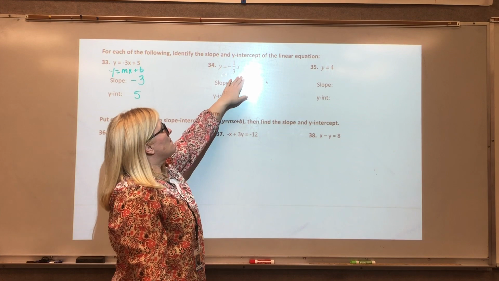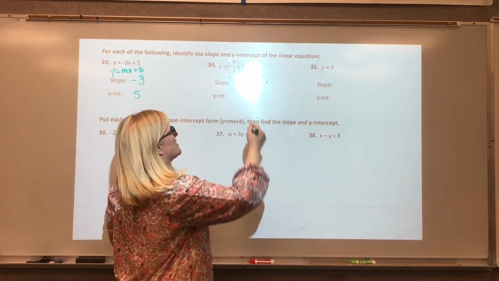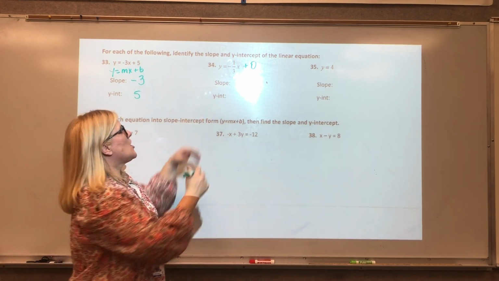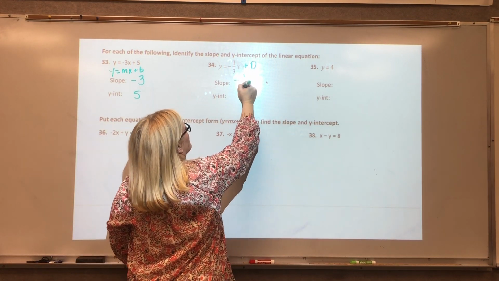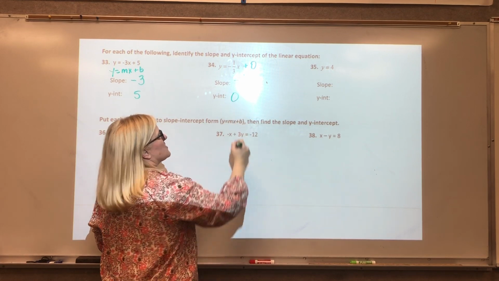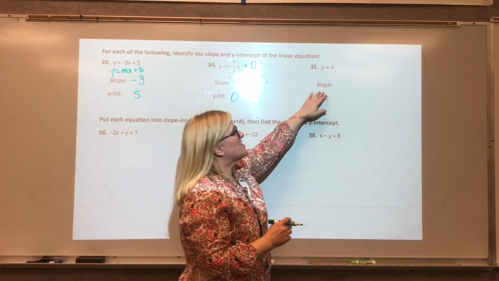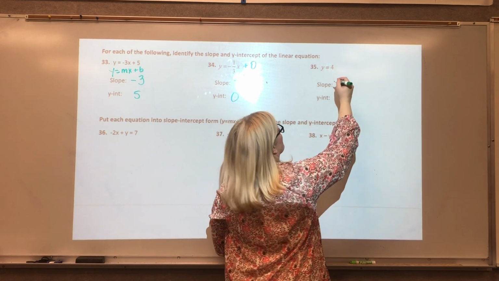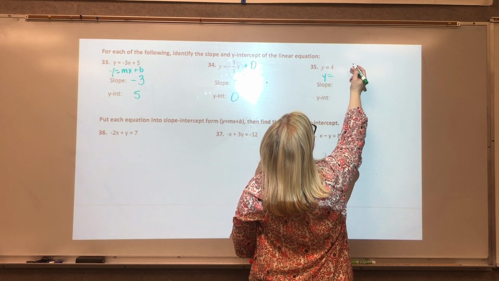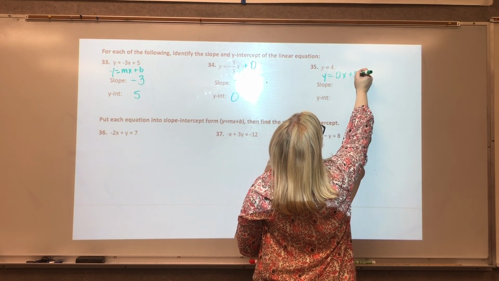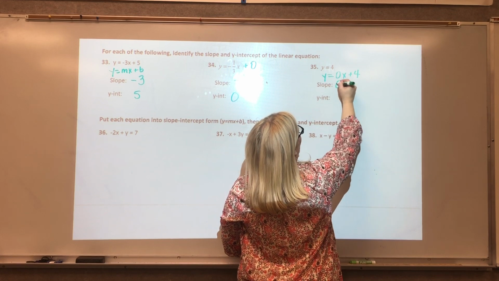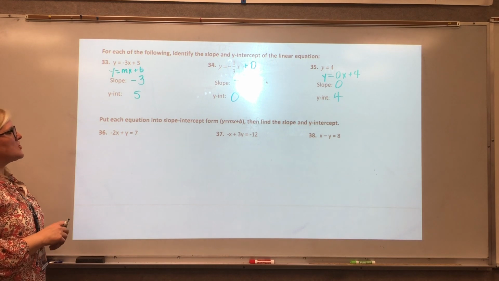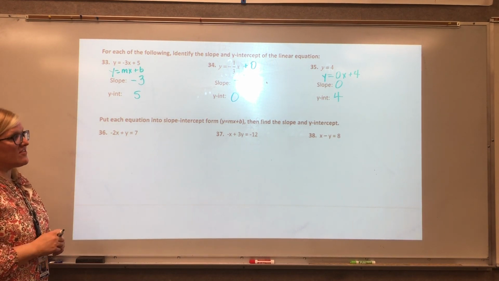Now this one has a number by x, but then it doesn't have anything, so you could arguably put a 0 right there. So my slope is -1/3. My y-intercept is 0. Okay, finally, I've got y equals 0x plus 4. So my slope is 0. My y-intercept is 4.